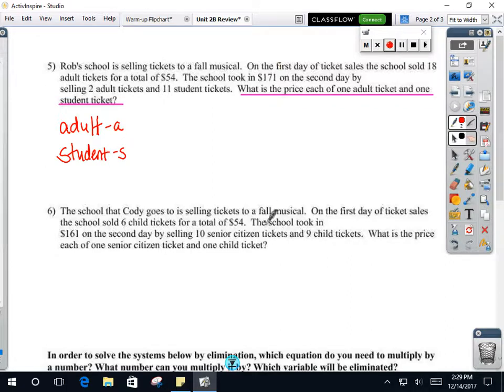On the first day, the school sold 18 adult tickets, so 18A. Did they sell any student tickets? So you could write plus 0S, but you don't really need to write that because it's 0. Just write equals 54. Then on the second day, the school took in $171, and that was from 2 adult tickets and 11 student tickets. Now, because of the top equation missing the S, you're not going to be able to use elimination.